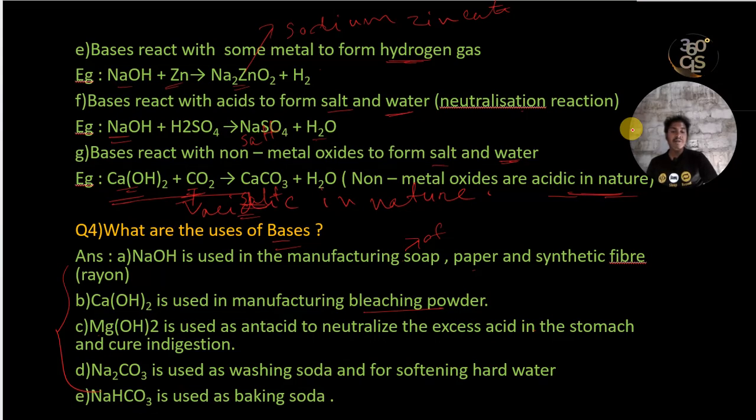Then magnesium hydroxide is used as antacid to neutralize the excess acid in the stomach and cure indigestion. This is also known as milk of magnesia. Then sodium carbonate is used as washing soda and for softening hard water. Then sodium hydrogen carbonate is used as baking soda. So these are the important uses of bases.